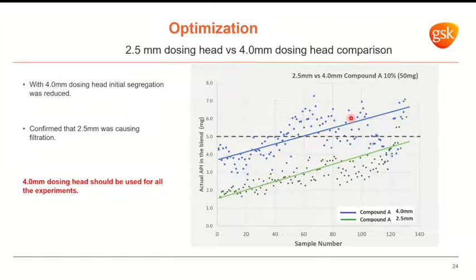So from this study, we decided to stick to the 4 millimeter dosing head instead of using the 2.5 millimeter dosing head, because what we were thinking is that the 2.5 millimeter dosing head is causing some kind of filtration along with segregation, and we don't want a competing mechanism to come in between. Therefore, we decided to stick to the larger dosing head size, which is 4 millimeter.